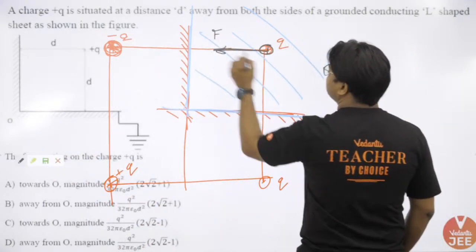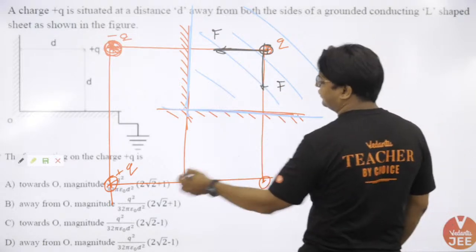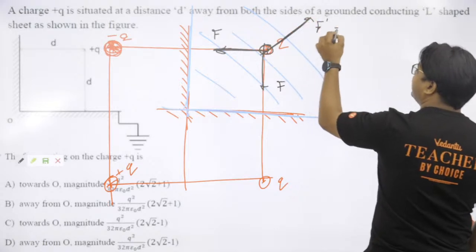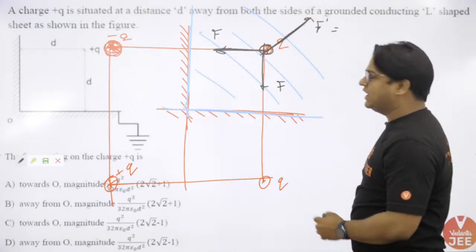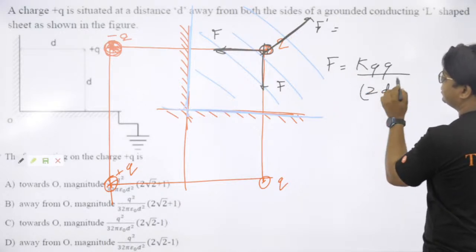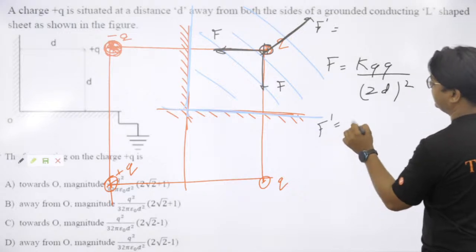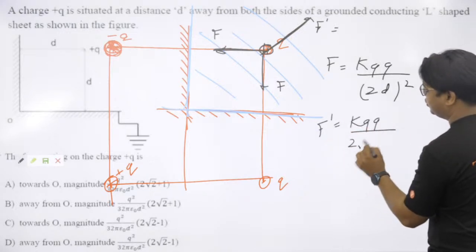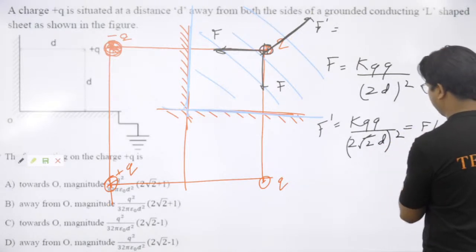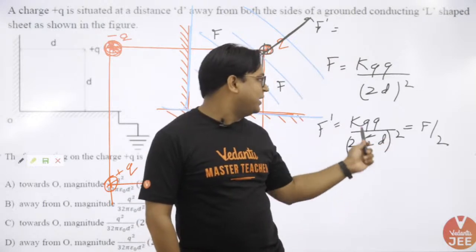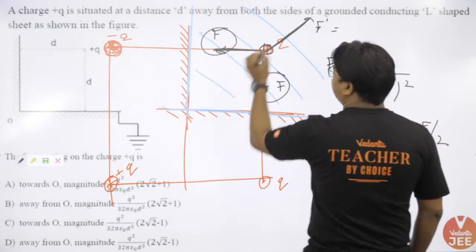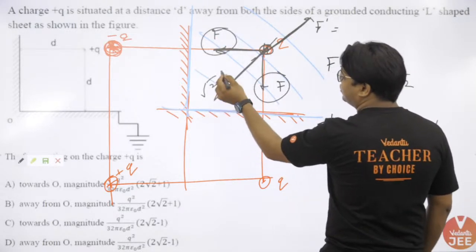So let's say this force is F, this force is F, attractive forces. Because of this plus Q, it will face a repulsive force which will be F dash. F will be written as KQQ upon 2D square, and F dash will be written as KQQ upon 2 root 2D square. So this will become F by 2 actually. Check this. This value divided by 2. So the resultant of F and F will be in this direction, and it will be root 2F.